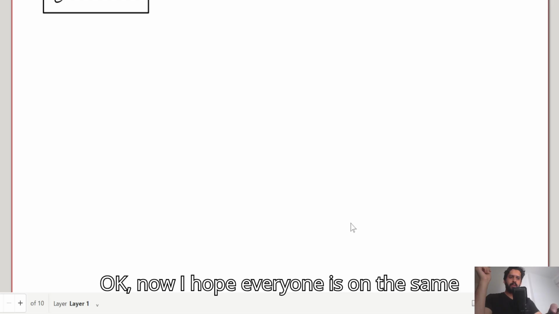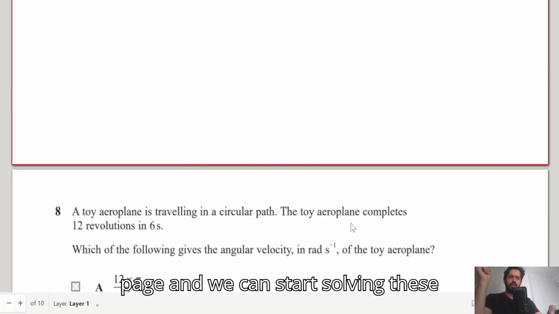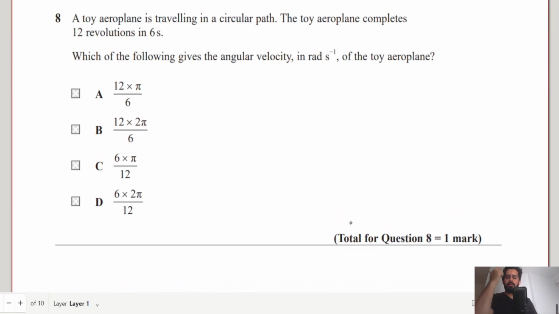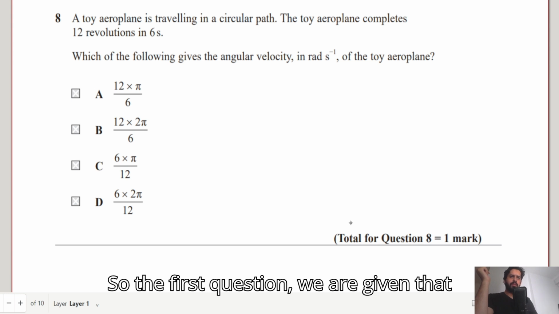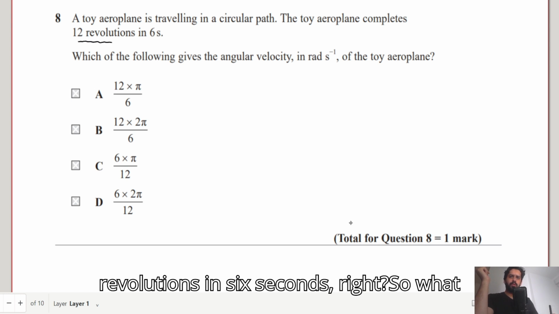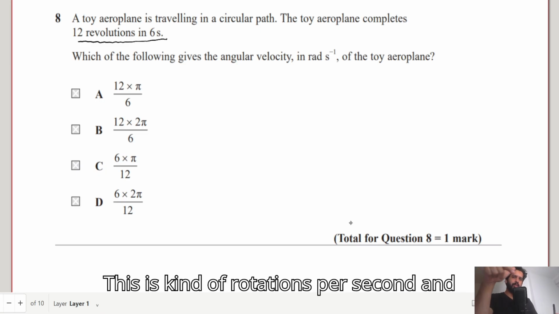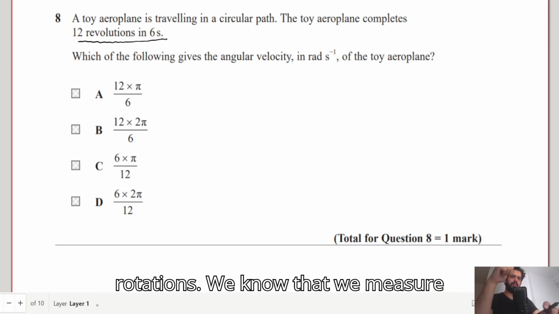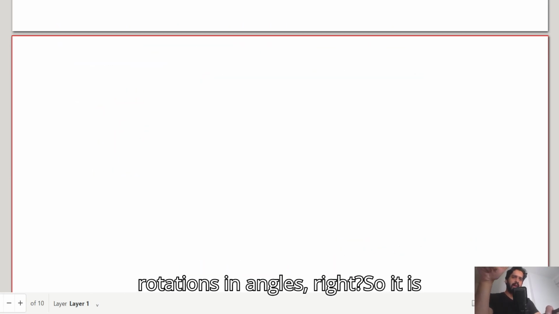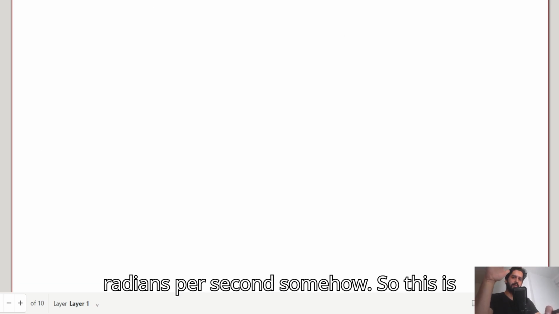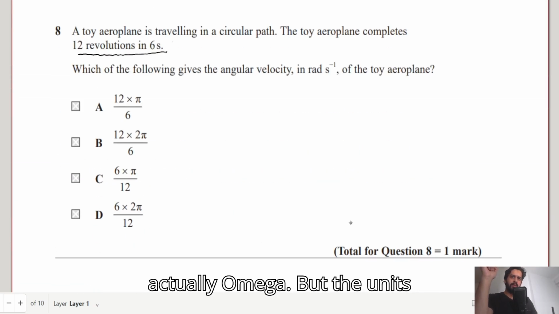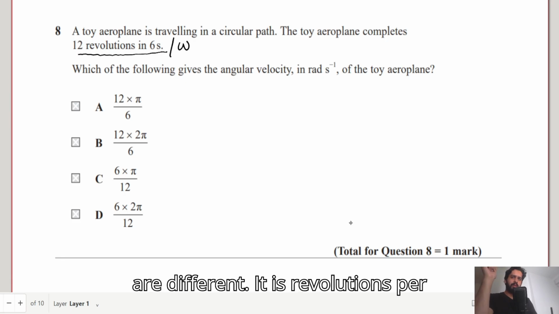Okay, now I hope everyone is on the same page and we can start solving these questions. So the first question, we are given that the toy aeroplane completes 12 revolutions in 6 seconds, right? So what is this thing? Revolutions per second. This is kind of rotations per second, and rotations, we know that we measure rotations in angles, right? So it is radians per second somehow. So this is actually omega, but the units are different.